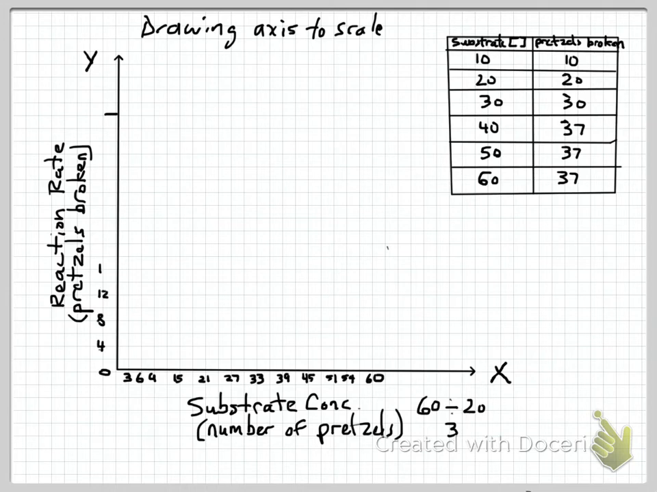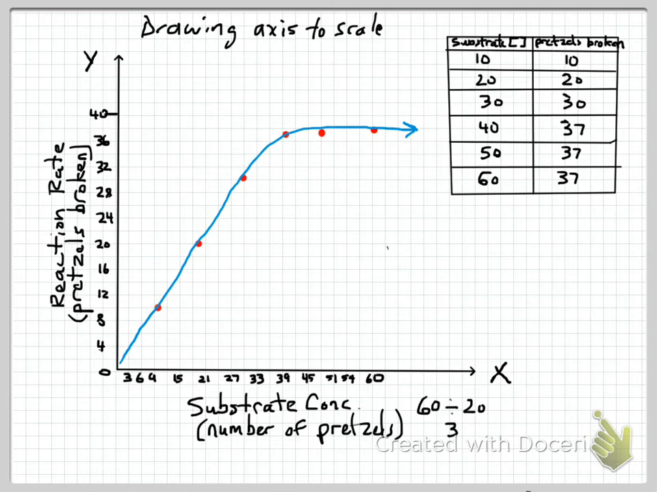All right, and then we're going to go ahead and number the y-axis. And our highest value is 37, so what I did to make it easy on myself is I bumped up to 40, and I made the boxes each worth 2 because I divided 40 by 20, and then I went ahead and plotted my points and drew in the line to show the trend, to show the relationship between increasing the number of pretzels and what it does to reaction rate. We can see right around 37 that the graph levels off.